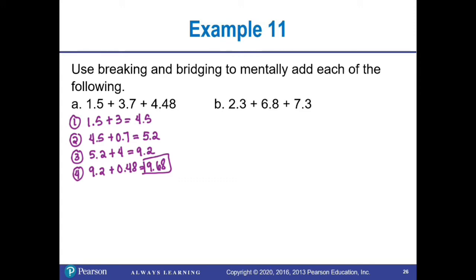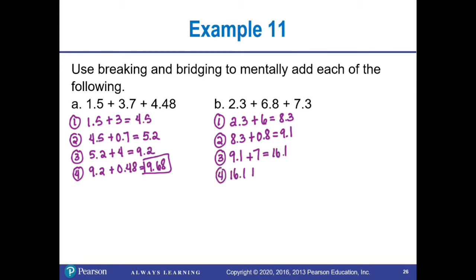First, I think about 2.3 and 6.8. 6.8, I'm going to break to 6 plus 0.8. So I have 2.3 plus 6, which is 8.3. And then 8.3 plus 0.8 is 9.1. The 7.3 I want to break into 7 plus 0.3. So I have 9.1 plus 7, which is 16.1. And then I have 16.1 plus 0.3 is 16.4. And 16.4 is my final answer.